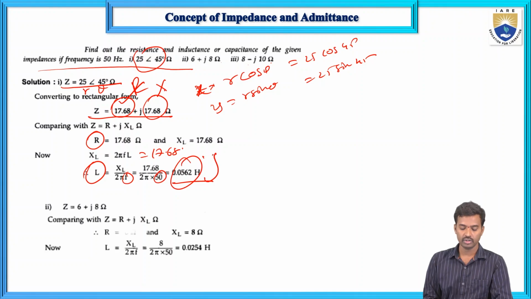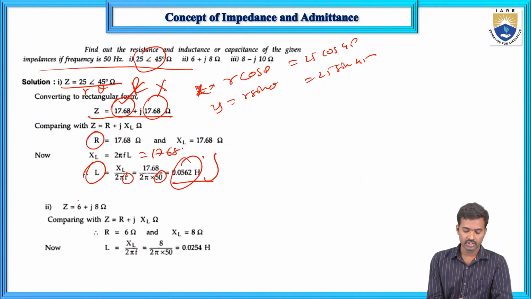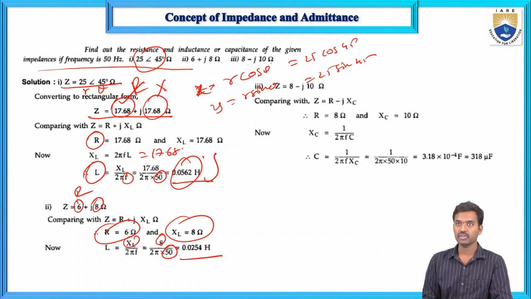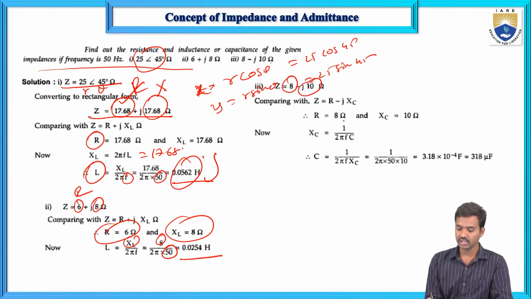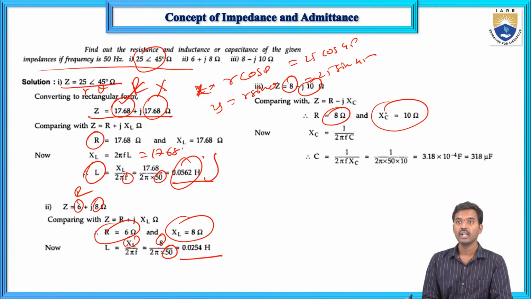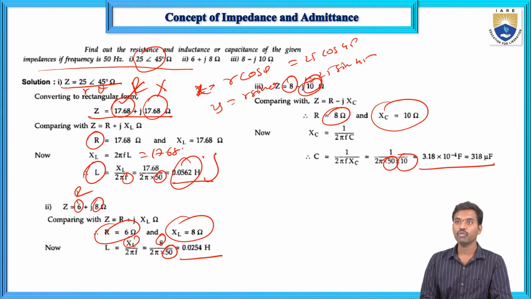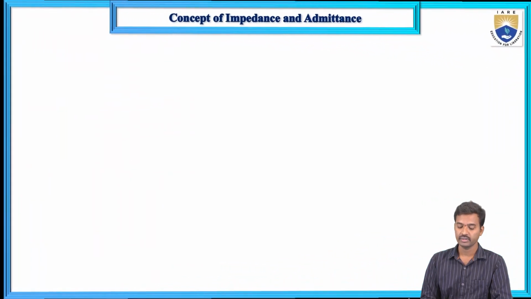And next, what about this one? Same thing here, 6 plus jXL: this is the R value directly, and this is the XL. XL is 8 and f is 50, this gives the inductance. In the same fashion for this one, R minus jXC, R value is 8 and XC is 10. XC equals 1 by 2 pi fC, so C equals 1 by 2 pi f XC, where f equals 50 and XC value is 10. So now here 3.18 into 10 power minus 4 farads, that equals 318 microfarads.